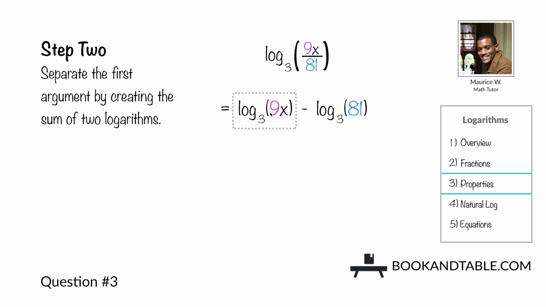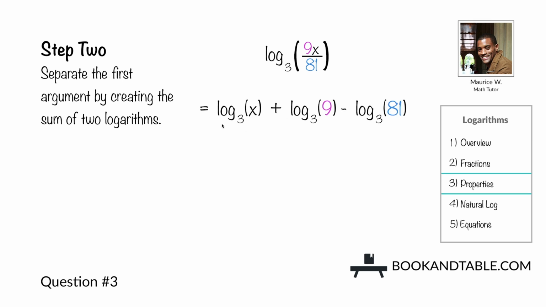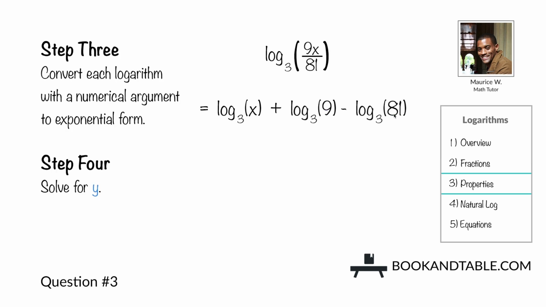The log of base 3 of 9 plus the log of base 3 of x. So that gives us the log of base 3 of x plus the log of base 3 of 9 minus the log of base 3 of 81. And now step 3, we can convert each logarithm with a numerical argument, which is this term here and this term here, to exponential form.